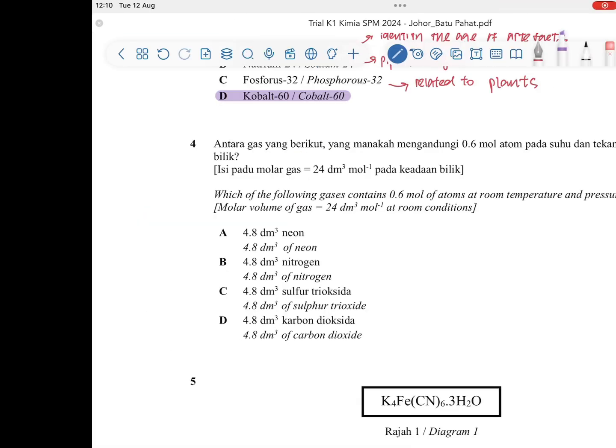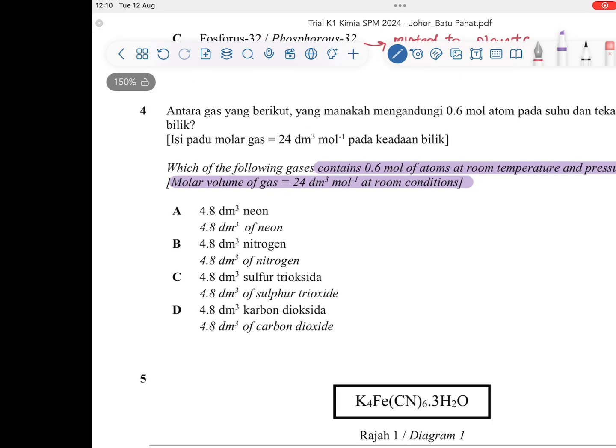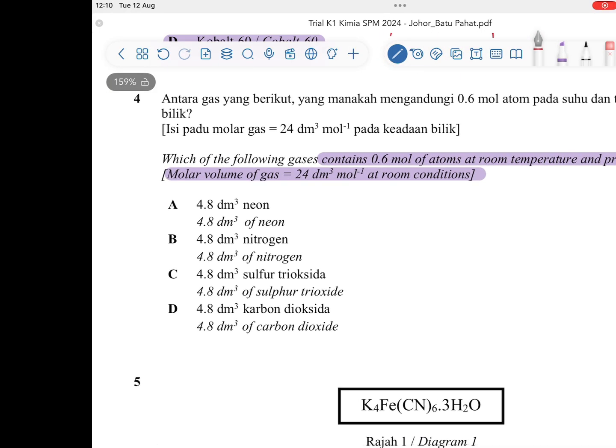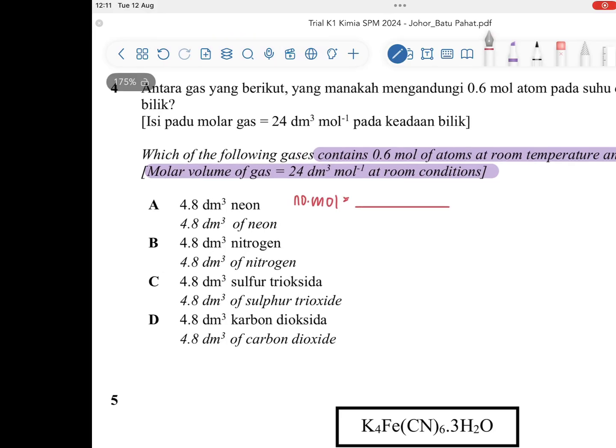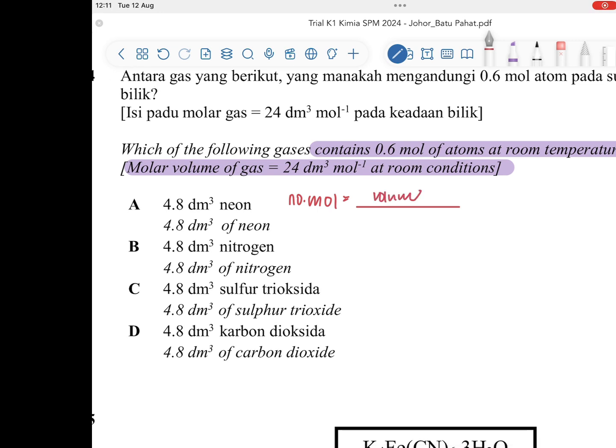Okay, let's look at question 4. Which of the gases contains 0.6 mole of atoms at room temperature and pressure? The first thing we need to identify is the number of moles that each substance A, B, C, D contains. We can observe that the gas volume for A, B, C, D is the same, so we only need to calculate the number of moles one time. Number of moles is equal to the volume of gas divided by the molar volume of gas. For A, B, C, and D, all are the same because the molar volume for all the gases is equal to 24 dm cubed per mole.